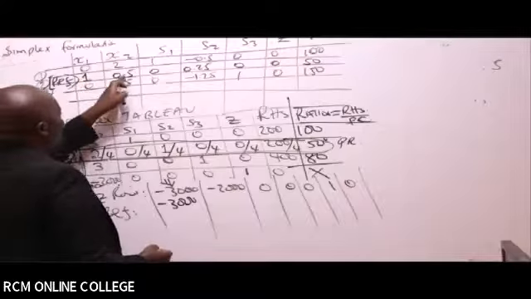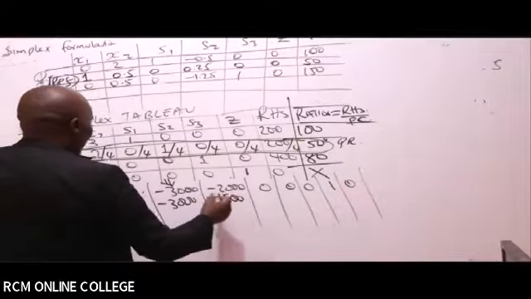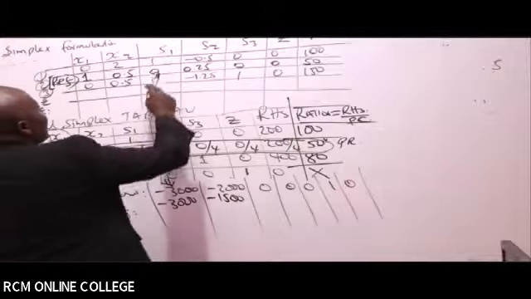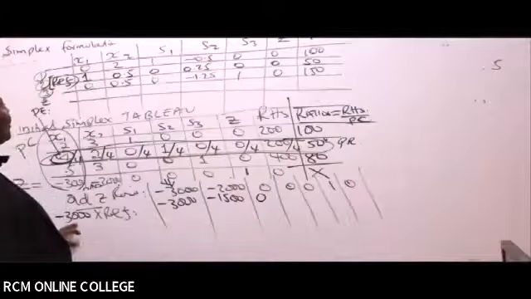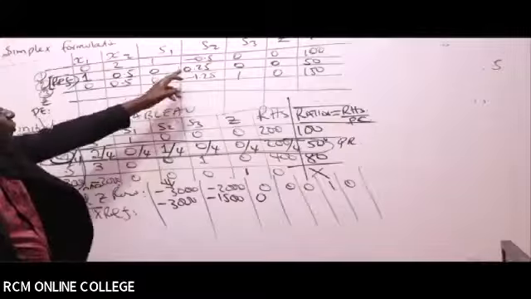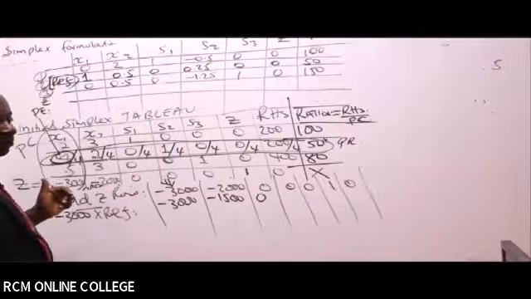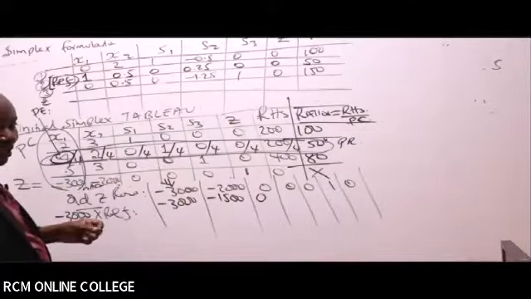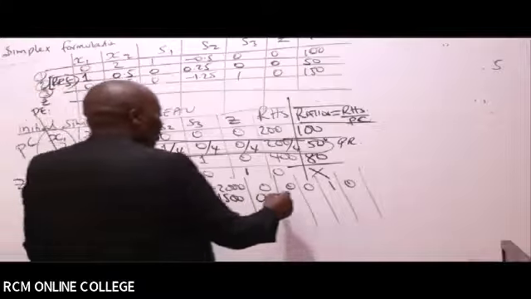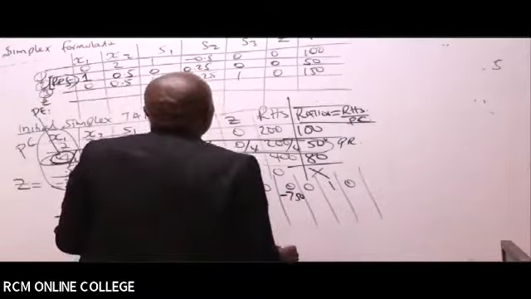Minus 3,000 times this gives me minus 1,500. Minus 3,000 times this gives me 0. Minus 3,000 times 0.25. Can somebody give me this? What figure are we getting? Minus 750, right? So we have here minus 750.